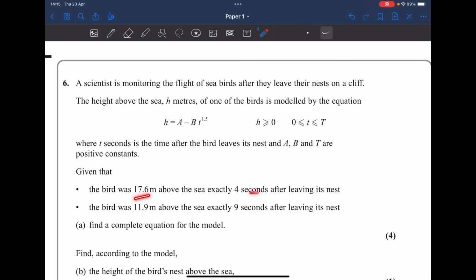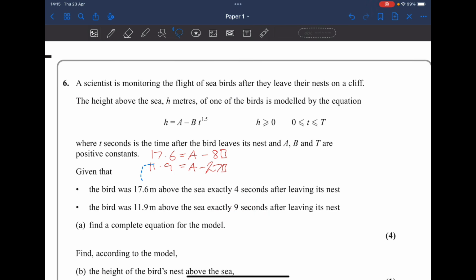So these two simultaneous equations, let's plug them both in. When the height is 17.6, what we get is that A, take away B, and t, if you think t to 1.5, that's the same as 3 over 2. So we need to square root then cube. So 4 square root is 2. Cube that is 8. So we actually have 8b. Similar sort of way then, the 11.9 is going to be A take away 27b. 9 goes to 3, which goes to 27.